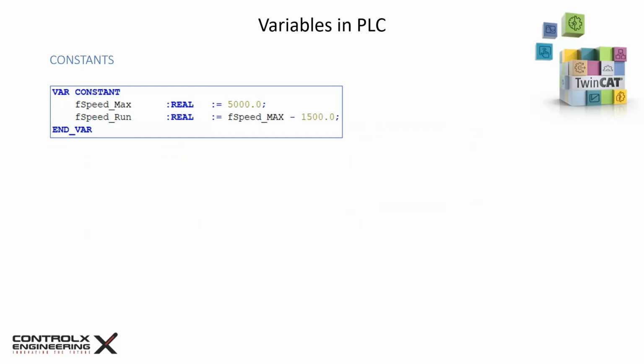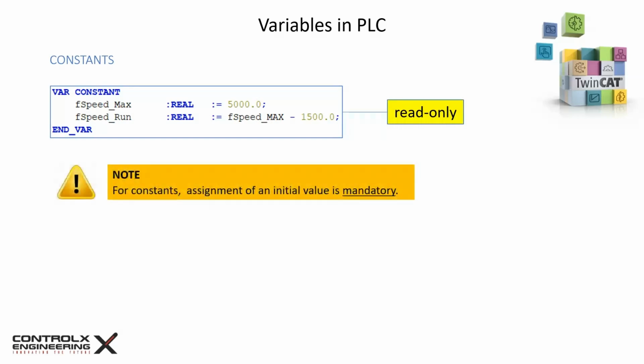Constants, as the name suggests, are identifiers for values that are not intended to change during the PLC execution. Just like variables, constants can either be declared locally within a POU or globally within a GVL or global variable list. The declaration section is extended with the CONSTANT keyword for this purpose. Once initialized, constants can only be accessed in the PLC program in a read-only manner. Please note that for constants, the assignment of an initial value is mandatory, since they cannot be written to once initialized.